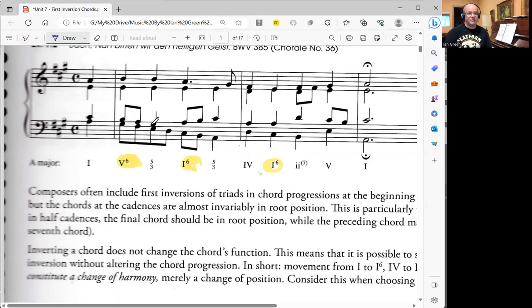So here, technically, we could say V6 and then V5/3, but because it can get really redundant writing that same thing over and over again, those numbers signify the inversion going from root position to the next inversion, which is actually keeping things organized.